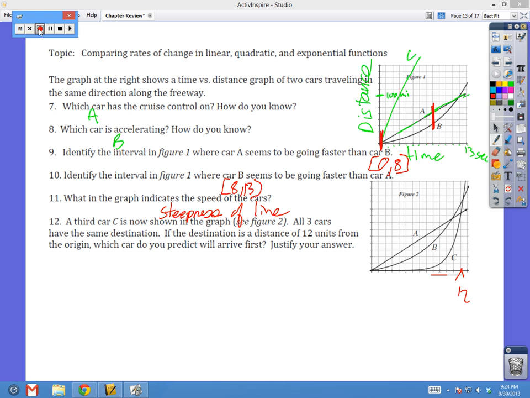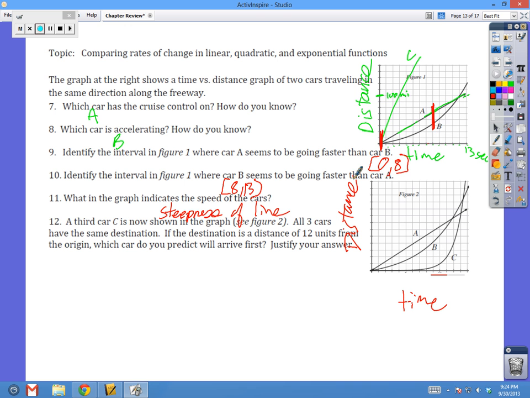Okay, I think I got that backwards. So the destination, this is the time. So I gotta remember, this guy is time, and this is distance. So if the destination, the distance is 12, so up here I want to go 1, 2, 3, 4, 5, 6, 7, 8, 9, 10, 11, 12. Right there. Not the time 12, I want the distance to be 12. So the distance is this line. Which of those 3 lines reaches 12 first?